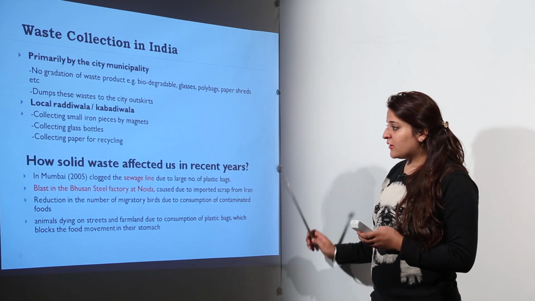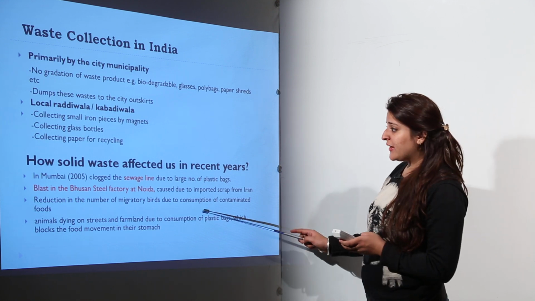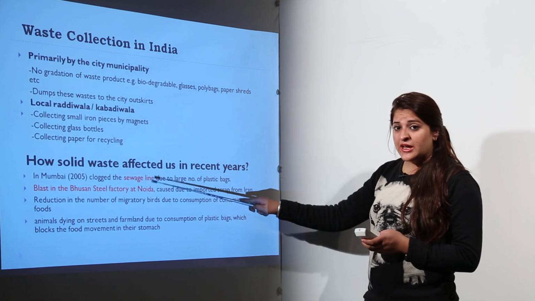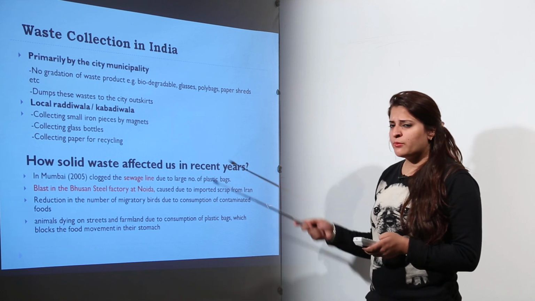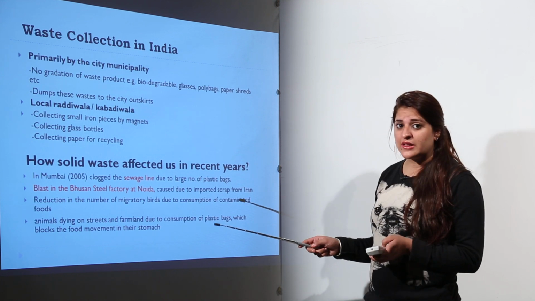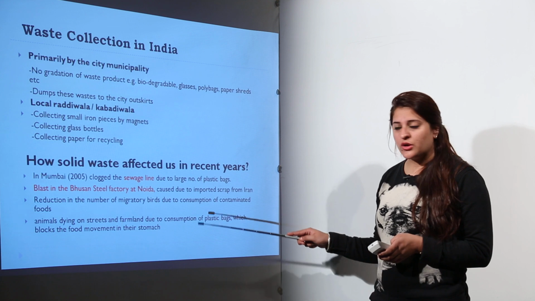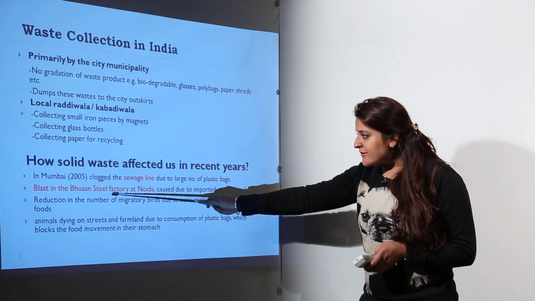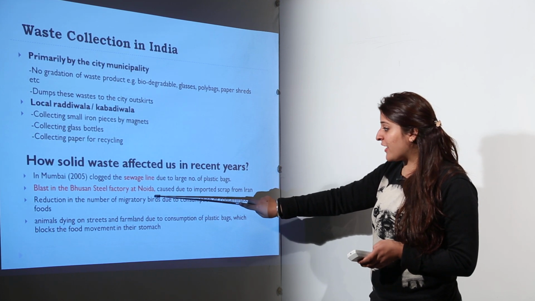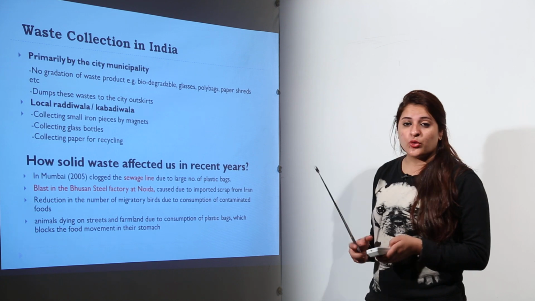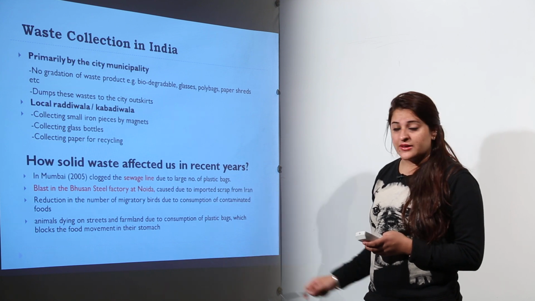And how has this solid waste affected our life in recent years? If you have noticed, in Mumbai in 2005, the sewage line was clogged. The reason for this clogging, which does not happen only in Mumbai or other posh areas, was that a large number of plastic bags were being dumped, resulting in the clogging of the sewage lines. There was a blast at a steel factory in Noida, and the reason for this blast was that a large amount of imported scrap from Iran, this solid waste, was the reason for the blast at this steel factory.